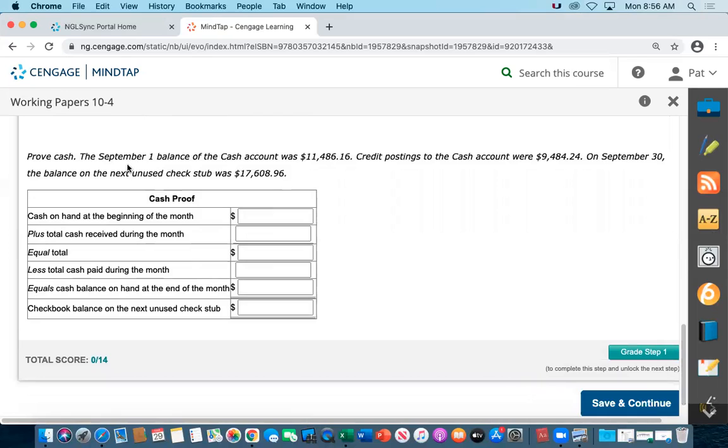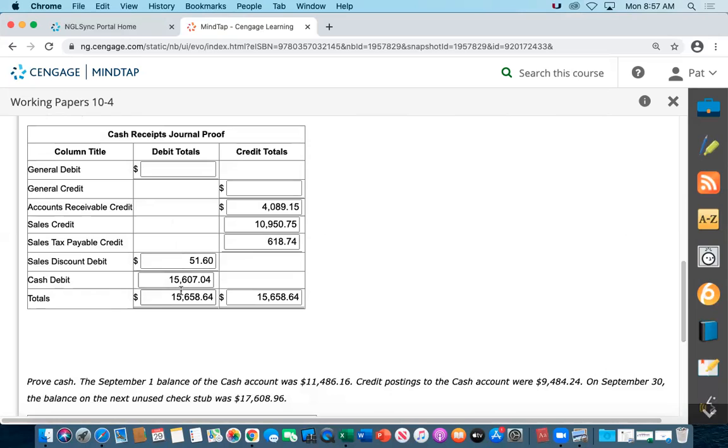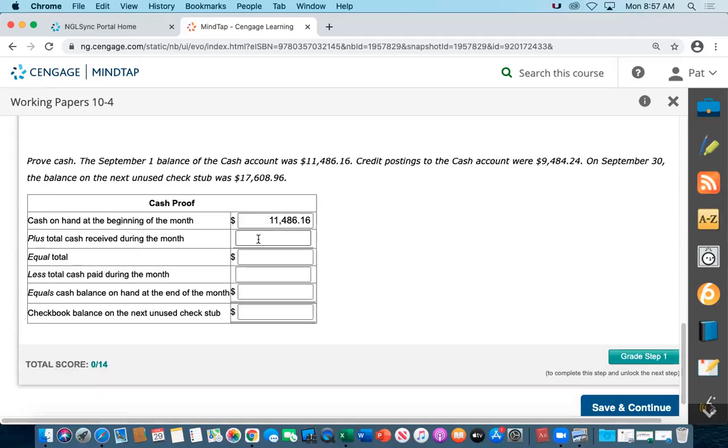Down here at the bottom, it says prove cash. September 1st balance of cash, so they did give it to us. We don't have to go to our general ledger account. It says the balance of cash was 11,486.16. Now it says, what was the total cash received during the month? You scroll up to cash debits, right? Cash debit total is 15,607.04. I just copied and pasted it down.